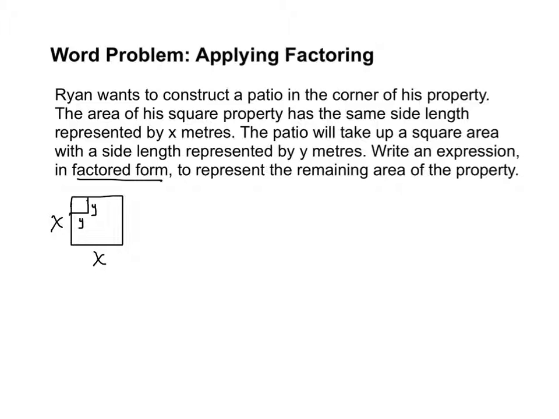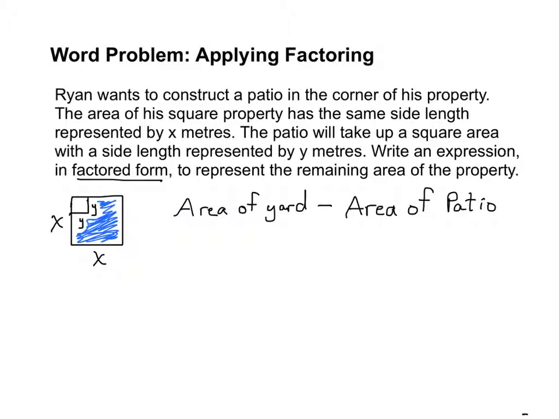So the remaining area is everything outside of the patio, and so we want to find the rest of the area. So what we could do is we could find the area of the yard as an expression, and then subtract the area of the patio. And then that would equal the remaining area of the yard. So if we were to write an expression for the area of the yard, that would be length times width, or side times side for the square, and side times side would be x times x.